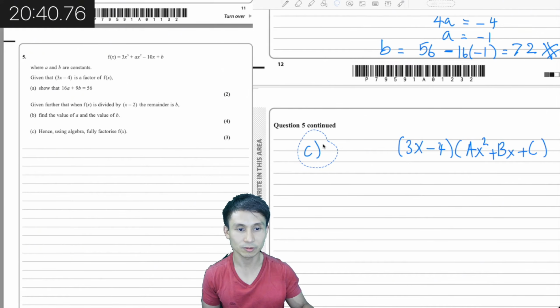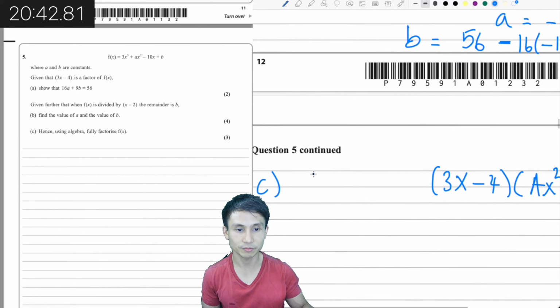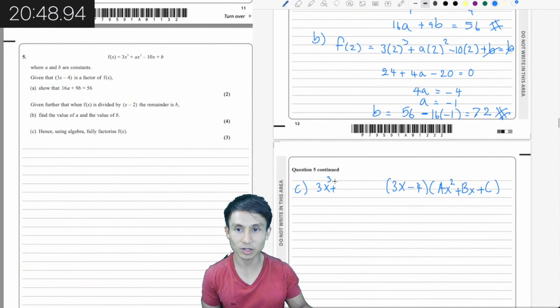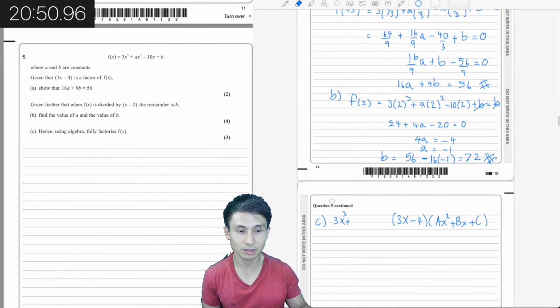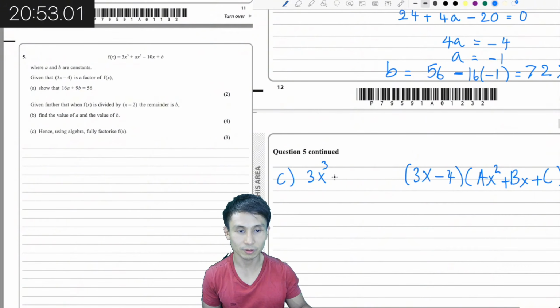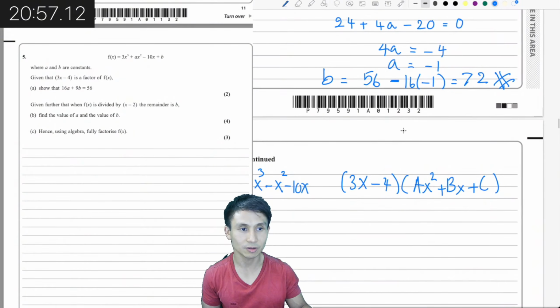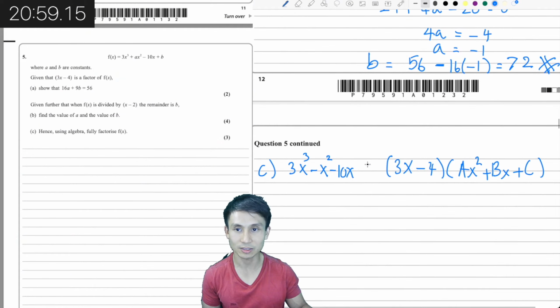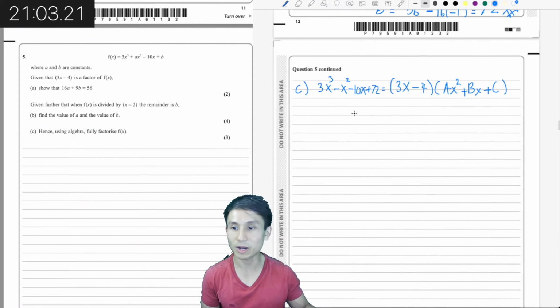Which is 3x cubed plus, because a was minus 1, so this is minus x squared minus 10x. B was 72, so that's plus 72 equals, yeah? So we are comparing coefficients.